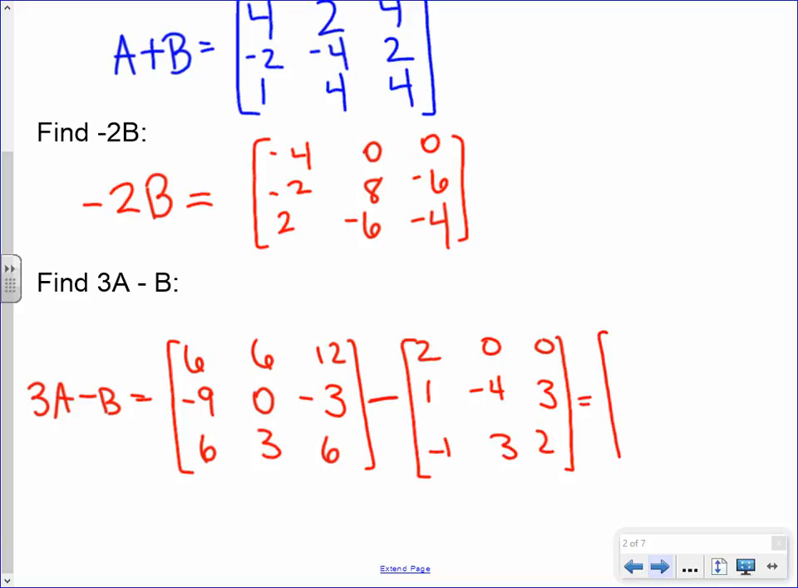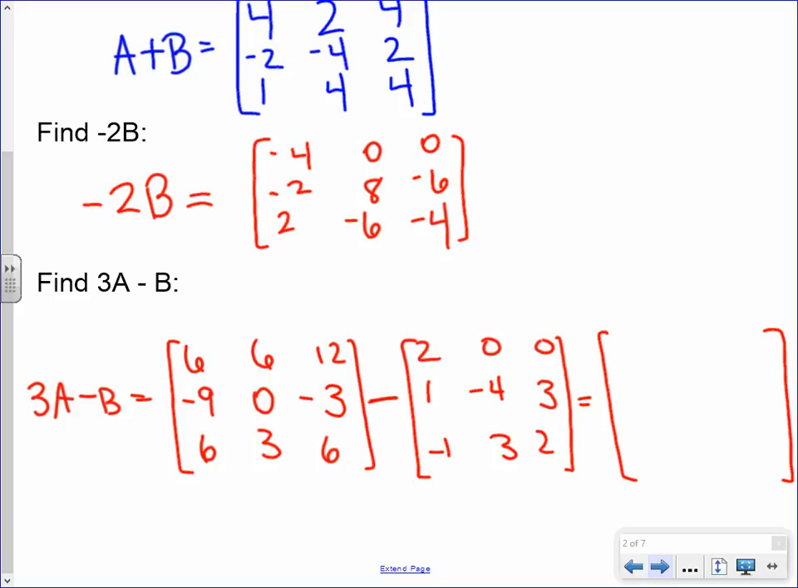If you are worried about forgetting the subtraction, you could always make this a positive and multiply a negative 1 scalar through. I don't think it's necessary, but if you're worried about messing up a subtraction, you can do that, okay? But now we just need to subtract all of our entries.